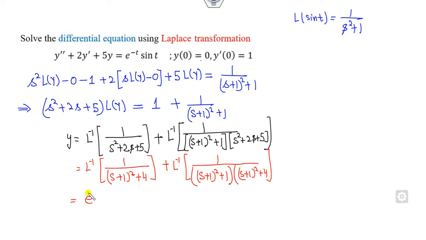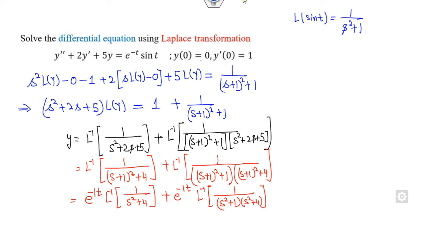I can apply the shifting first theorem, e raised to power minus 1t L inverse 1 over s square plus 4, plus L inverse. Again I can apply the shifting first theorem here, so it will be e raised to power minus 1 into t L inverse 1 over s square plus 1 into s square plus 4. Fine. Now that is over. So what is the first part of this? It is e raised to power minus 1 into t. I can multiply and divide it by 2. It's sine of 2t, plus e raised to power minus 1t is outside.